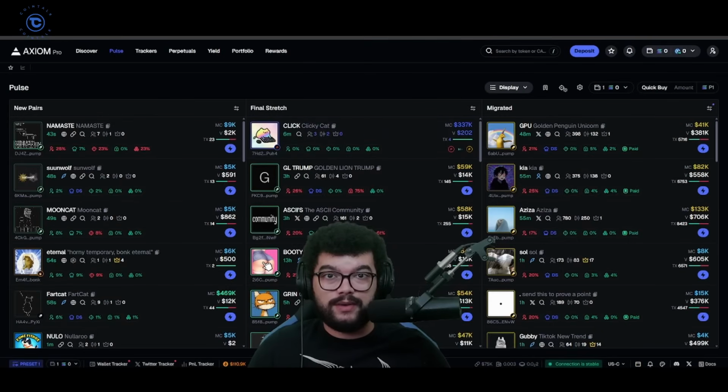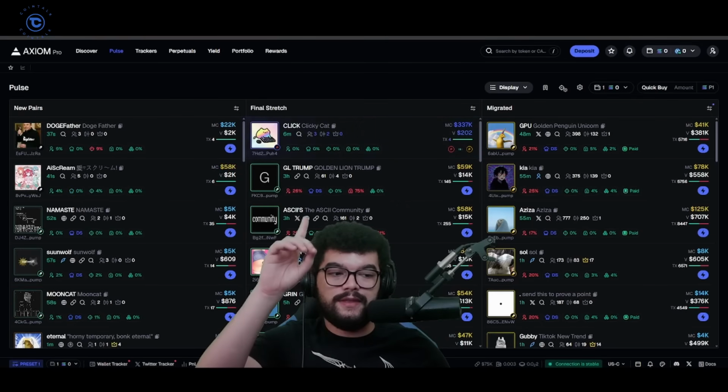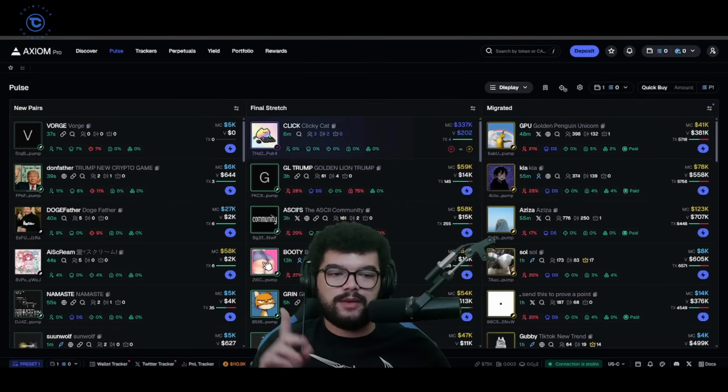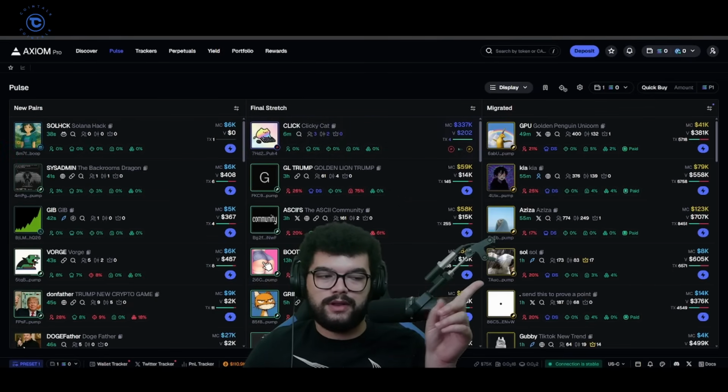Alright my friends, today we're going to focus on Axiom migrated tab. A lot of people ask me about the migrated tab because I've already given you guys the volume strategy, everything about this tab here, the final stretch. When it comes to new pairs, it's irrelevant. You should never put any filters there, to be completely honest. But now we're going to talk about this one here, the migrated.